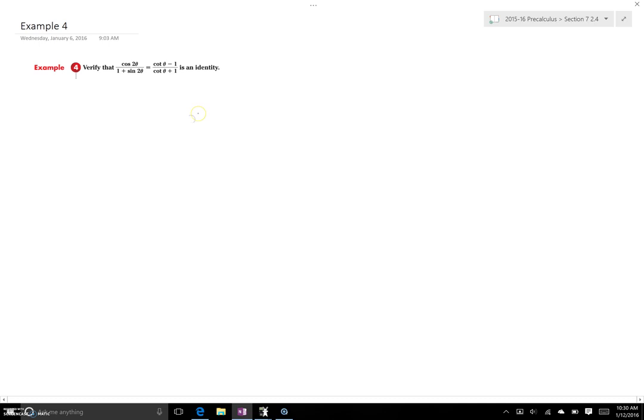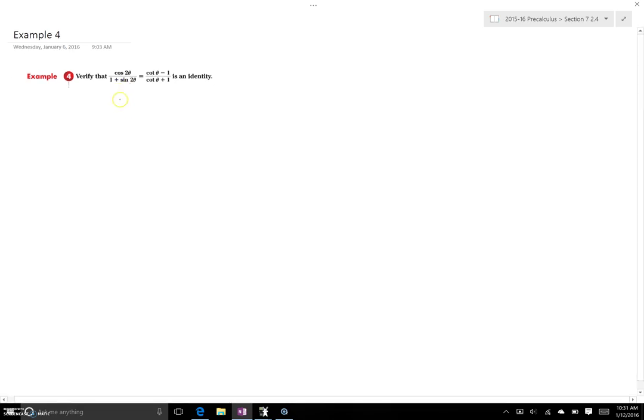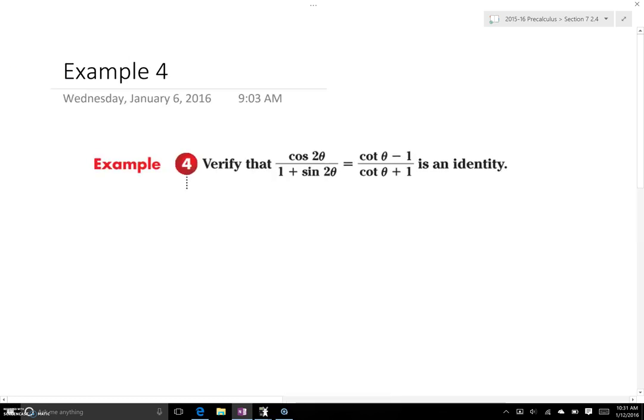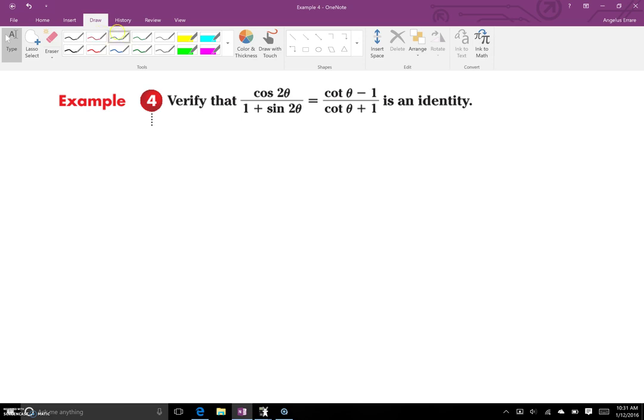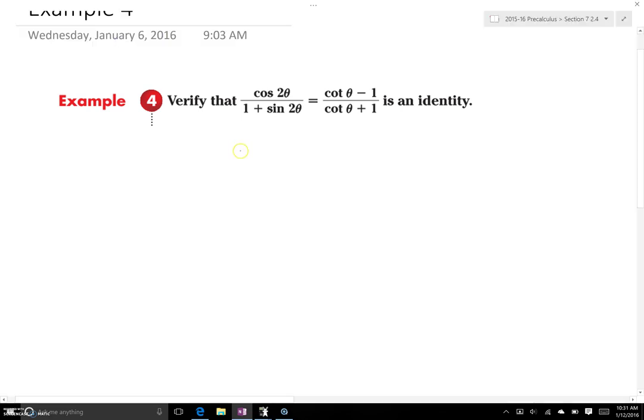I'm going to pick to manipulate the left side just to give you a different example to work with. Okay, so the first thing that I want to do is I want to look at the bottom expression, since there's only one expression for sine 2 theta. So I'll start with that. The identity for sine 2 theta is 2 sine theta cosine theta.